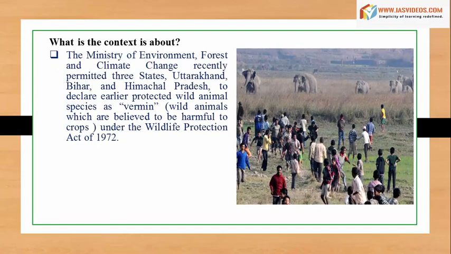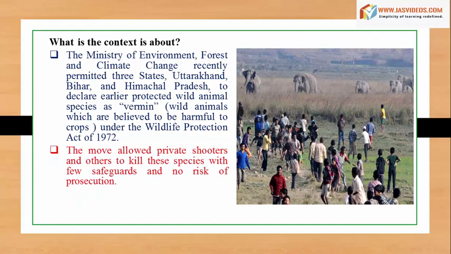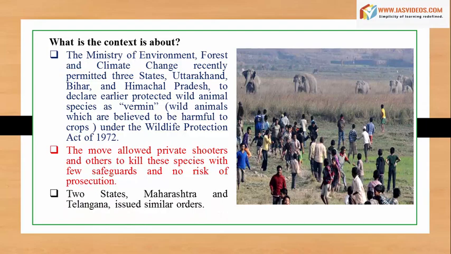The Ministry of Environment, Forest and Climate Change recently permitted 3 states, Uttarakhand, Bihar, and Himachal Pradesh, to declare earlier protected wild animal species as vermin, wild animals which are believed to be harmful to crops, under the Wildlife Protection Act of 1972. The move allowed private shooters and others to kill these species with few safeguards and no risk of prosecution. 2 states, Maharashtra and Telangana, issued similar orders.